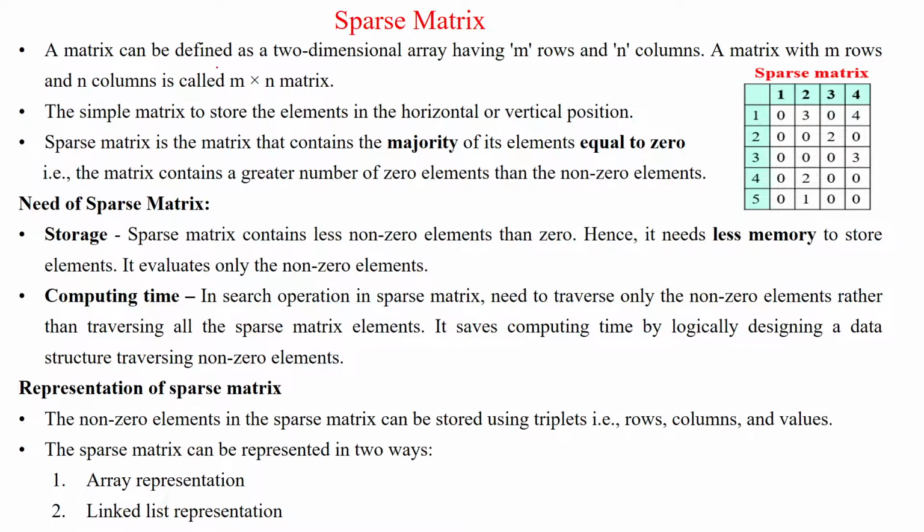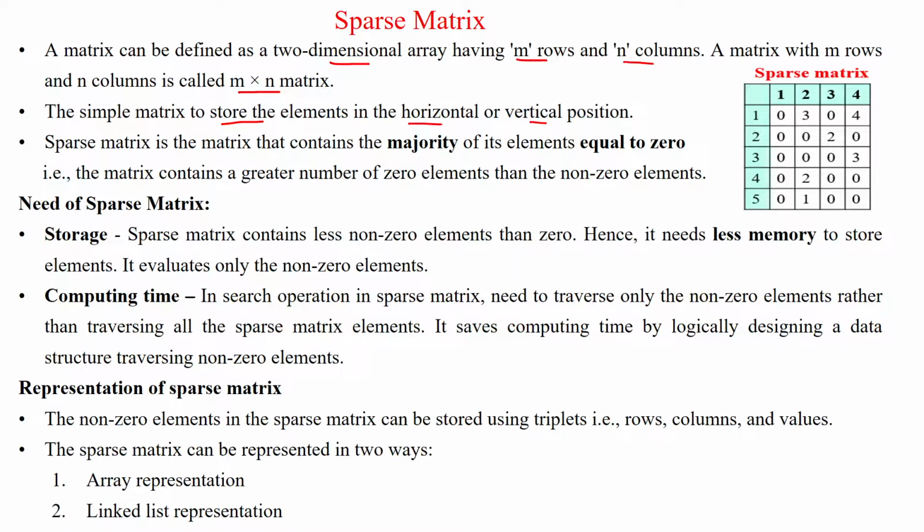The matrix can be defined as a two-dimensional array that will have m number of rows and n number of columns. A matrix with m rows and n columns can be called an m by n matrix. The simple matrix is used to store the elements in horizontal or vertical position. The elements can be accessed by using the row number and column number.